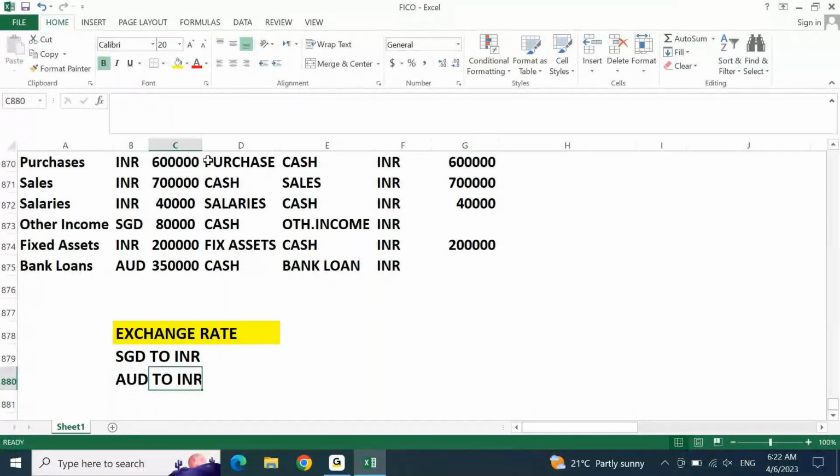Yes, sir. Now, let's assume this rate is somewhere around 60 rupees. This is somewhere around 55 rupees. Now, whenever you talk about exchange rate, your exchange rate is always represented in terms of local currency. In terms of which currency? Local currency. If I'm talking about Singapore dollar to INR as 60, I do not mean $60. I mean 60 rupees. Is that correct?